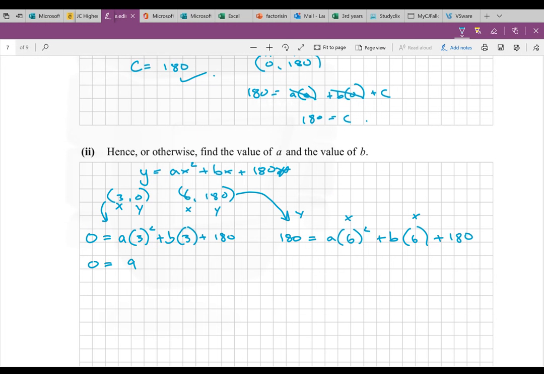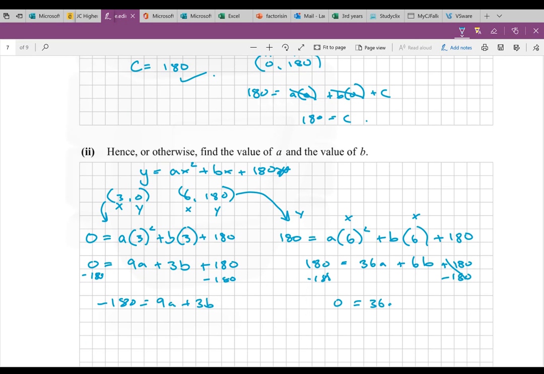0 is equal to 9a plus 3b plus 180. Subtract 180 both sides. Minus 180 is equal to 9a plus 3b. 180 is equal to 36a plus 6b plus 180. Subtract the 180 both sides. 0 is equal to 36a plus 6b.